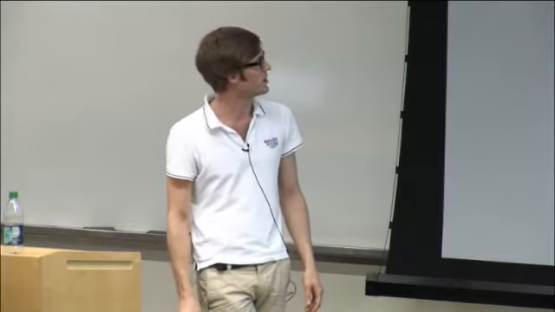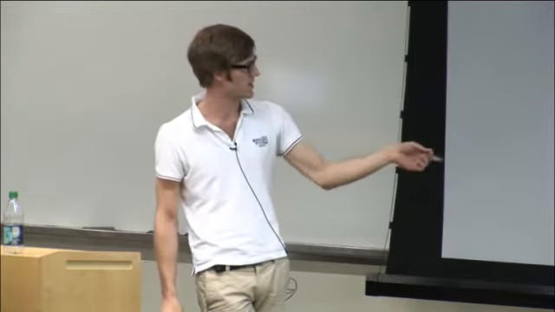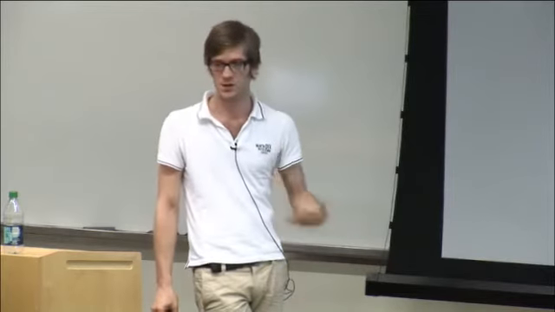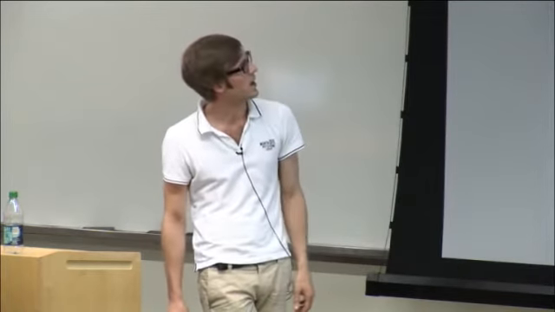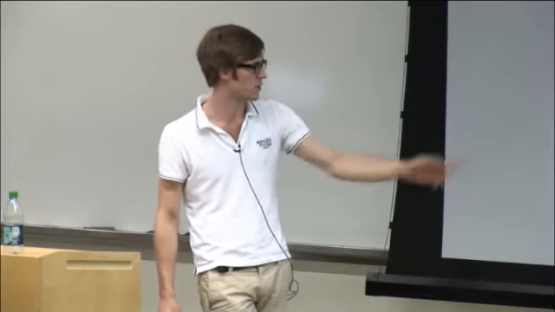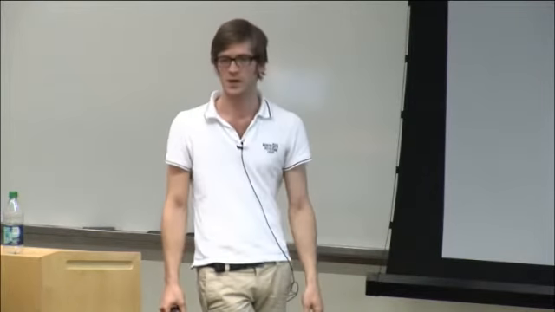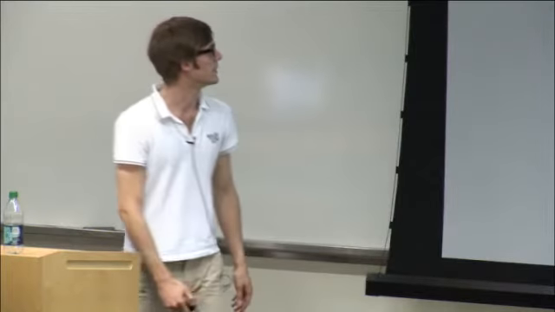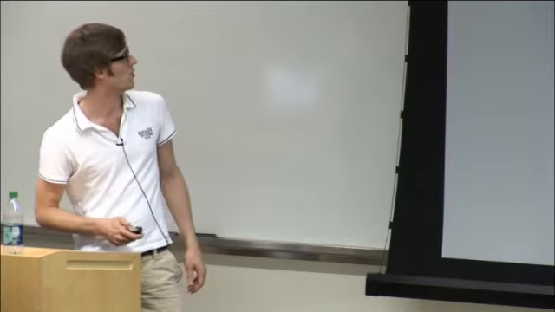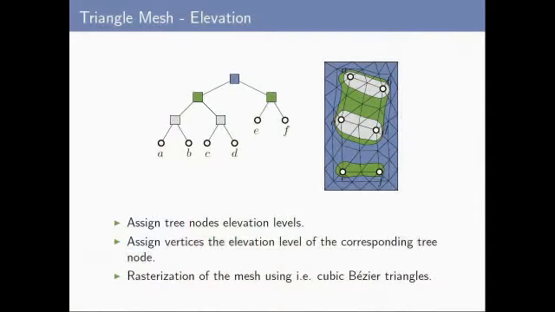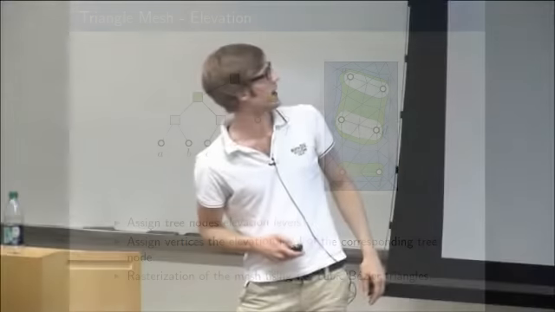For the final drawing, we rasterize the mesh, so you get an image, a raster image, and you can do this with cubic Bézier triangles to get smooth boundaries. And I will, if I have time, tell a bit more about this step. I did it here by hand, so this is what it looks like finally.